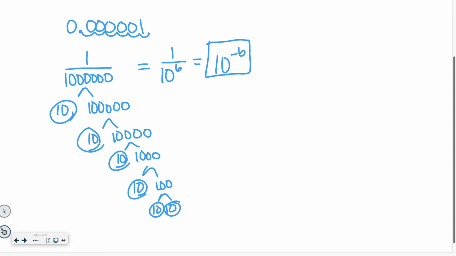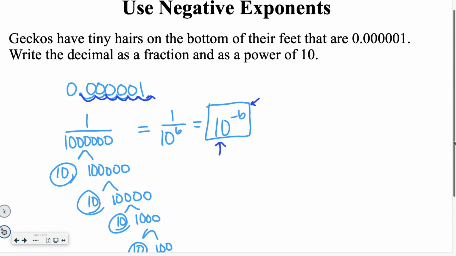One really easy way to tell this is if you just have zeros and ones, you know 10 is probably going to be your base number. And then look, 1, 2, 3, 4, 5. I moved it 6 places. I have a 6 for an exponent. Okay?